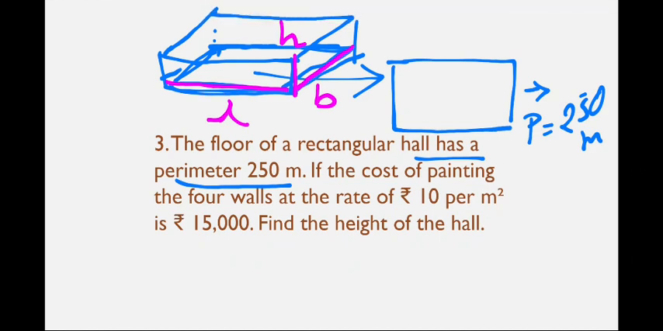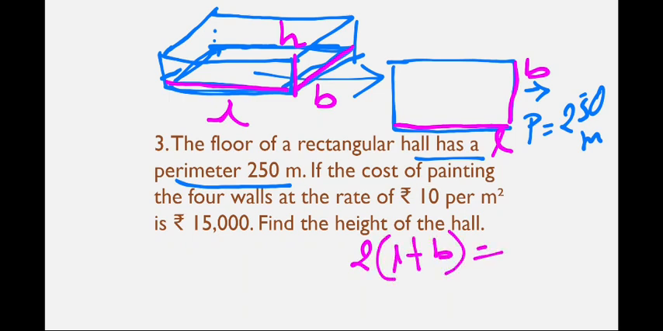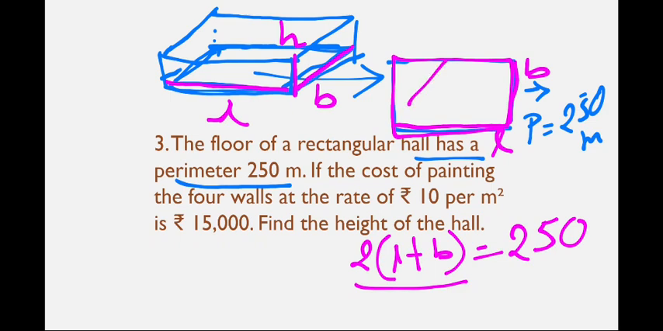So, if you zoom in on the bottom floor, this side will be the length and this side will be the breadth. And what is the formula for the perimeter of a rectangular figure? It is 2 into (length plus breadth). That means the perimeter of this rectangular floor is equal to 250, which can be written as 2 into (length plus breadth) is equal to 250, right? This is for the ground floor, for the first condition.